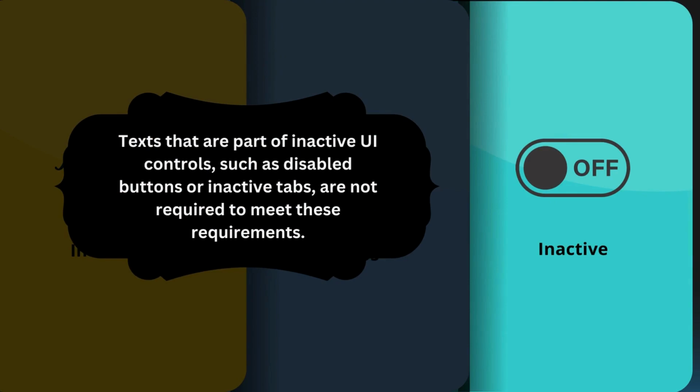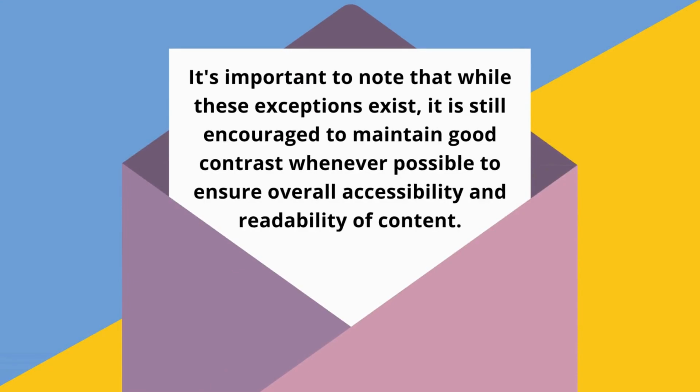Texts that are part of inactive UI controls, such as disabled buttons or inactive tabs, are not required to meet these requirements. It's important to know that while these exceptions exist, it's still encouraged to maintain a good contrast whenever possible to ensure overall accessibility and readability of content.